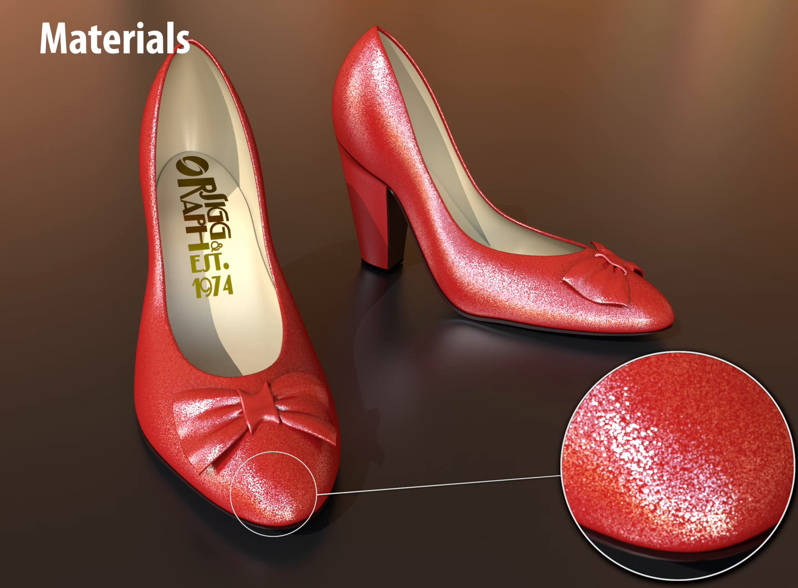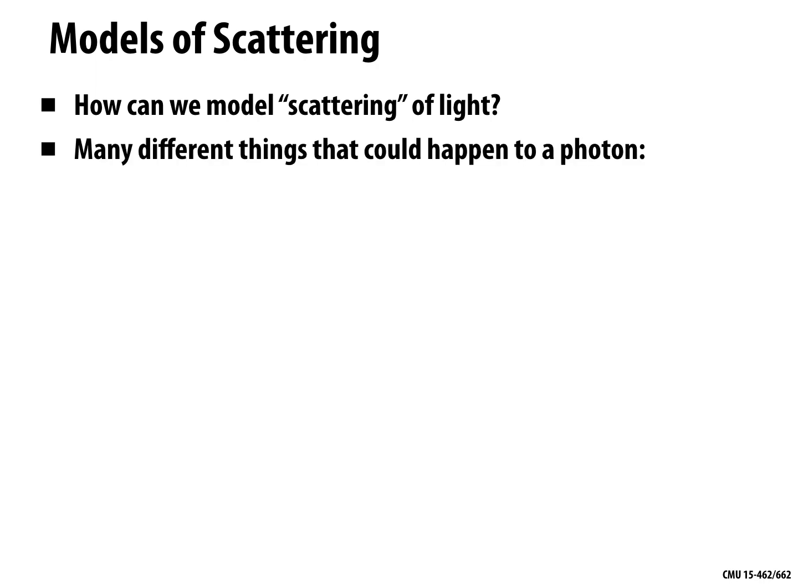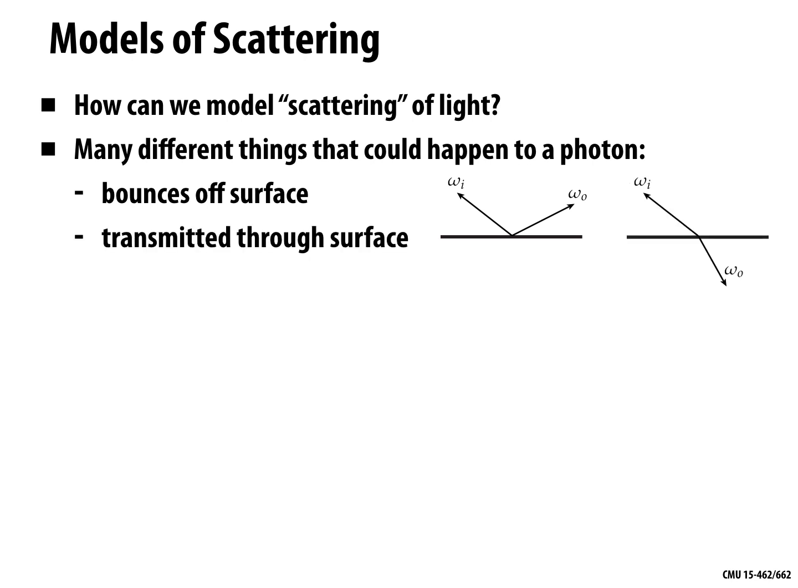Why do we get these different appearances of light bouncing off of surfaces? How can we model the scattering of light in general beyond this simple reflectance function? Well, there are a lot of different things that could happen to a photon. The thing that we've been talking about so far is that it comes in some direction and just bounces off the surface. But it could also get transmitted through the surface. This is what happens for a material like glass. The light might go through.